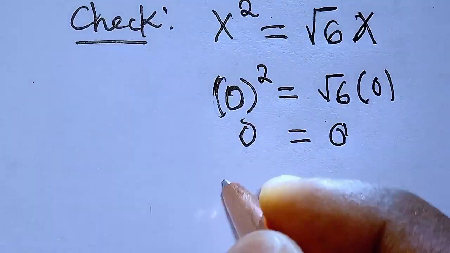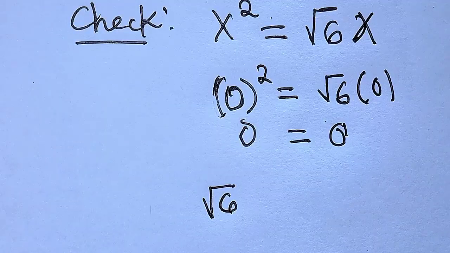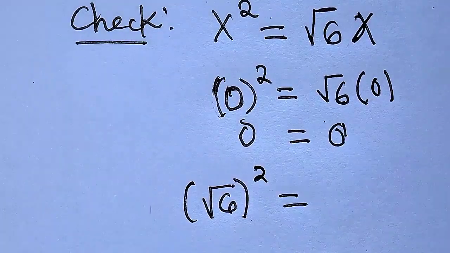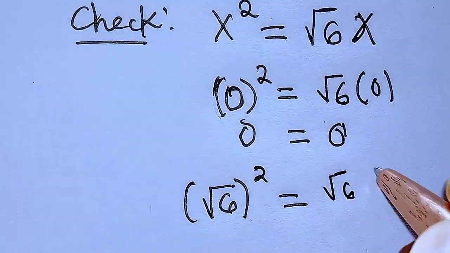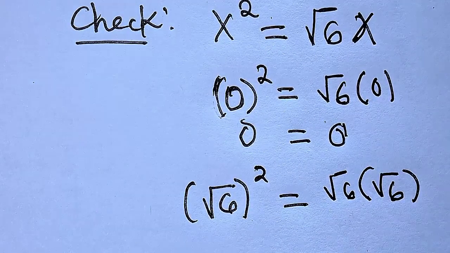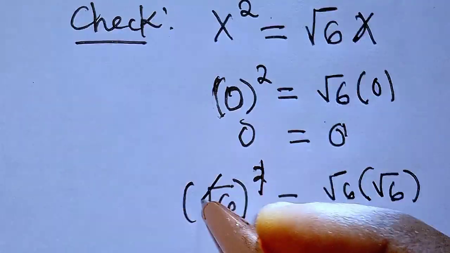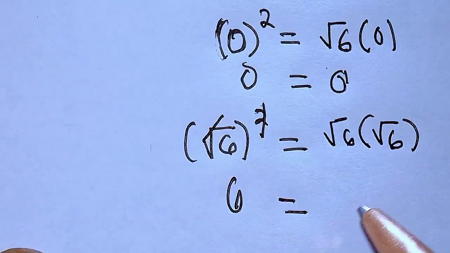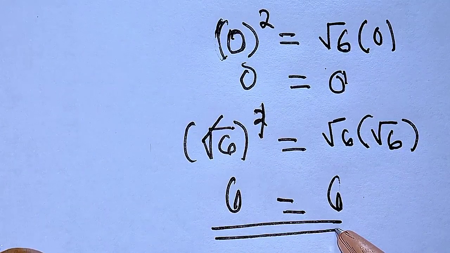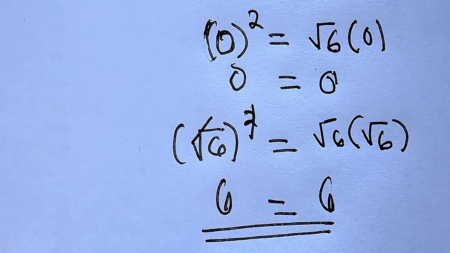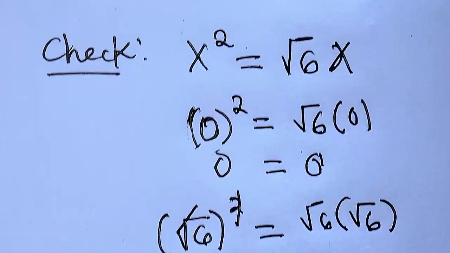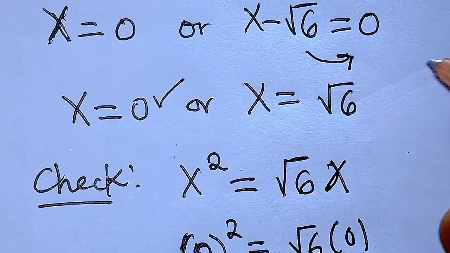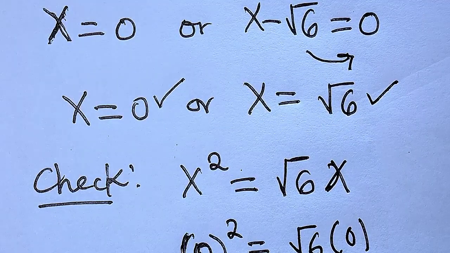So we're going to have root 6 all squared equals root 6 multiplied by root 6. So here, this we cancel, so we have 6 equals root 6 times root 6, which will also give us 6. You can see we have the two sides to be the same. So therefore, we have our solution: x equals 0 satisfied and x equals root 6 satisfied.